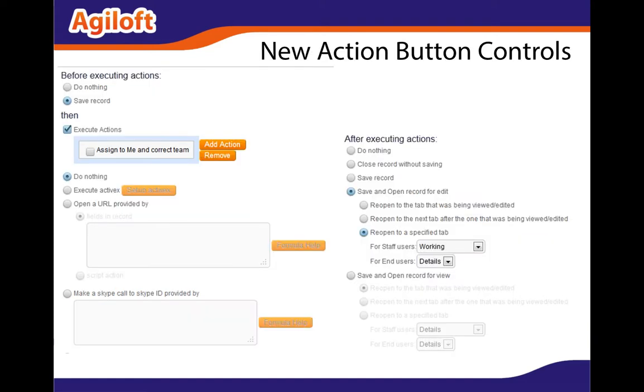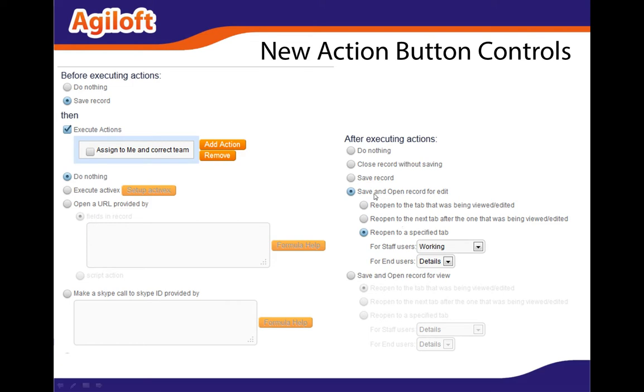For action buttons, there are two major new options. The first of these is the ability to set the actions to run before or after the record is saved. This can be very important in the timing of some action types. The other is the ability to control which tab a user is brought to if the button leaves the record open. This lets you better control how a user is navigated through a record.